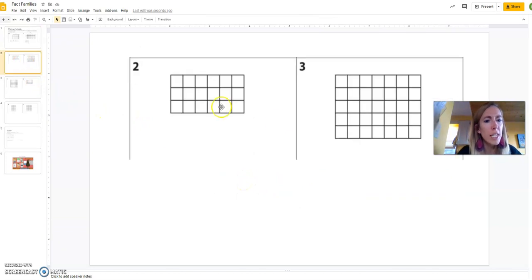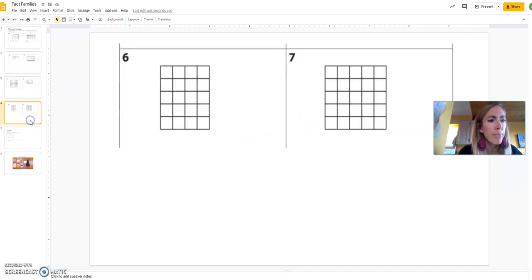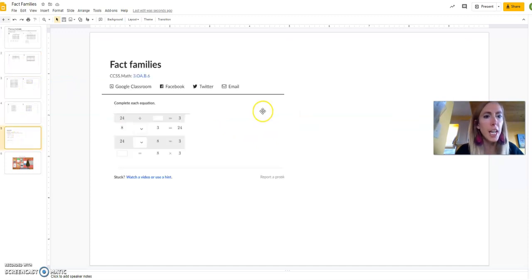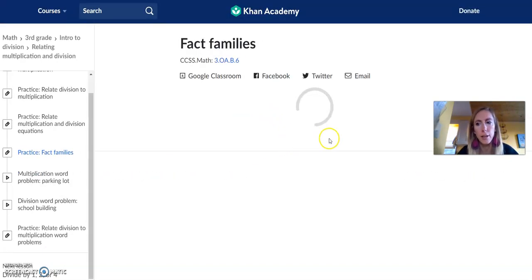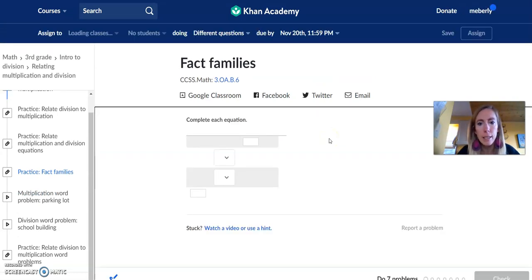So now you have these other hip arrays to try out yourself, okay? And then once you're done hip arraying and making those families, there's some Khan Academy practice to go and try out. So here is some practice problems. I think there are 7 for you to try here in filling in the families.